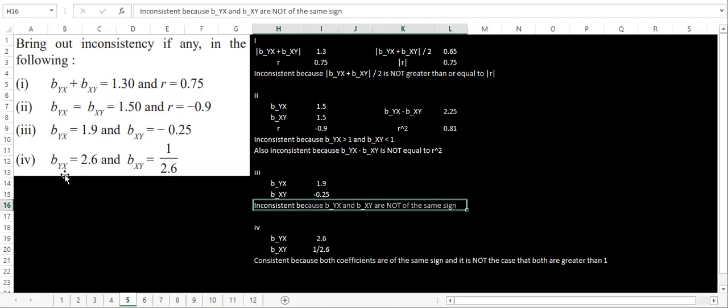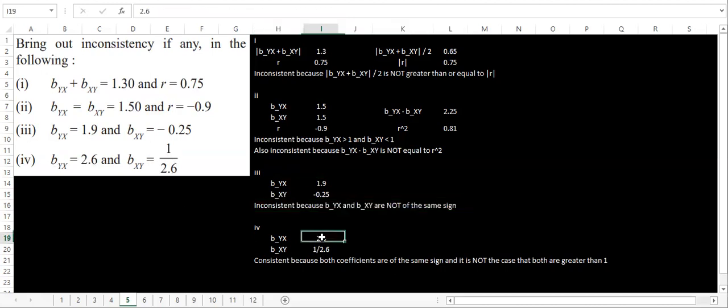The last one: one of the regression coefficients is 2.6 and the other is 1 upon 2.6. If you look carefully, both of them are positive. So yes, that is consistent. And we are not given the value of r, so there's nothing inconsistent about it. Also, not both of them are more than one. Obviously this is more than one, but on the other hand, this is less than one. So that is consistent. We cannot see any inconsistency here.